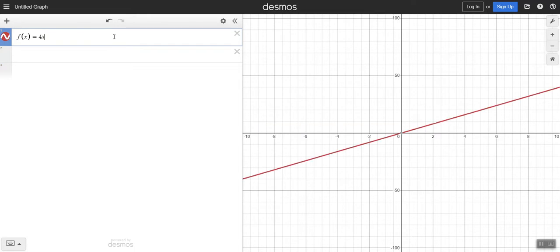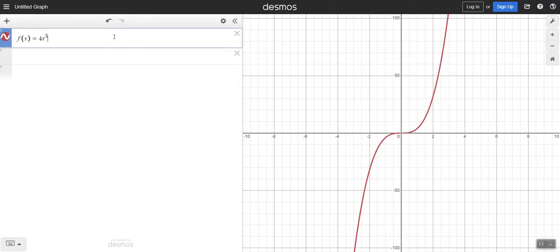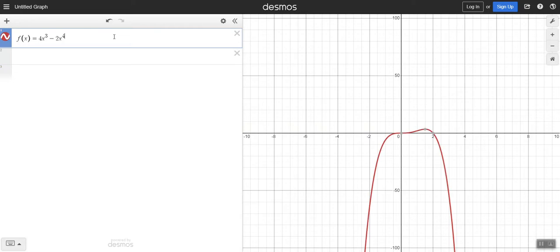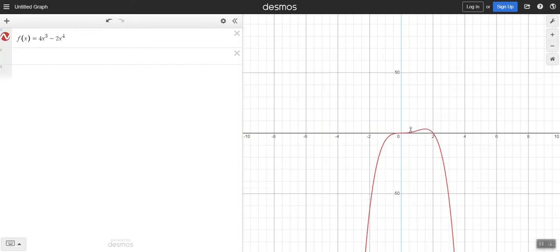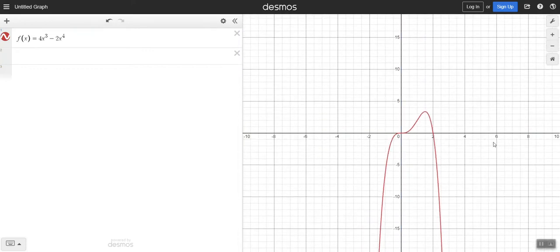So we had 4x cubed minus 2x to the 4th. And actually not bad, right? I've got a pretty big y-axis here. I can make it a little bit less. There we go. That's pretty close to what we saw. Now, I had no idea where to put this maximum. Turns out it's at 1.5, 3.375.